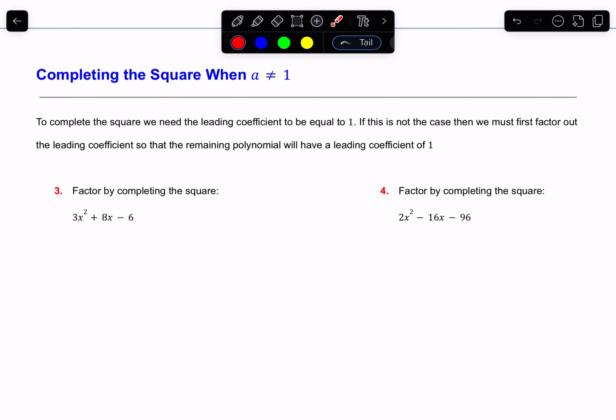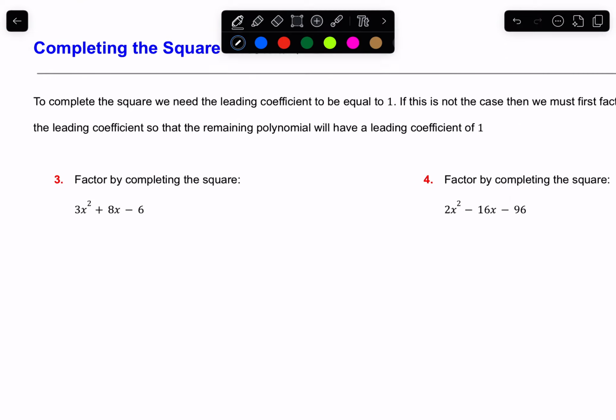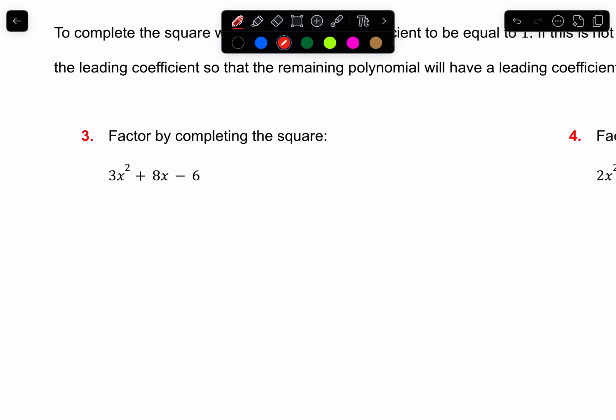So in order to do this process, we have to factor out whatever is in front of the x squared term. So when we look at number 3 over here, the fact that there's a 3 here is bad. Okay, so what we want is for this to look like x squared with a 1 in front. So the only way we can do that is by dividing by 3. But we learned how to factor things out, okay, in an earlier lesson. And so what we want to do is factor that 3 out to the front.